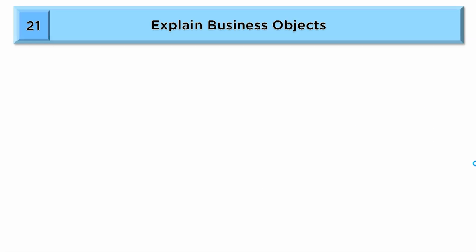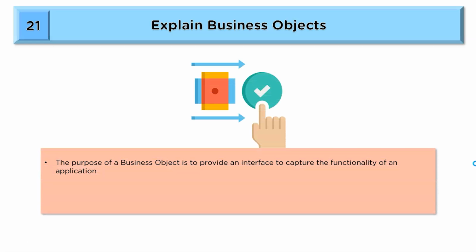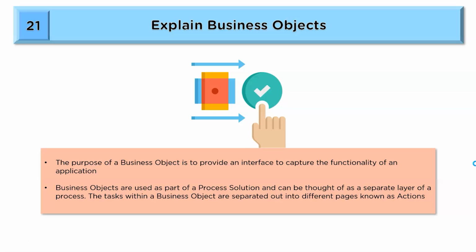Explain business objects. The purpose of a business object is to provide an interface to capture the functionality of an application. Business objects are used as a part of a process solution and can be thought of as a separate layer of process. The tasks within a business object are separated out in different pages known as actions. Each action relates to a particular interaction with an application, and a process will use whichever of these actions it requires, in any order, to perform a specific task within the application.